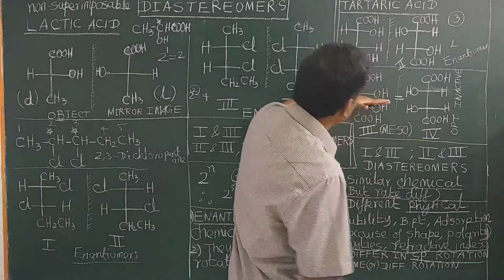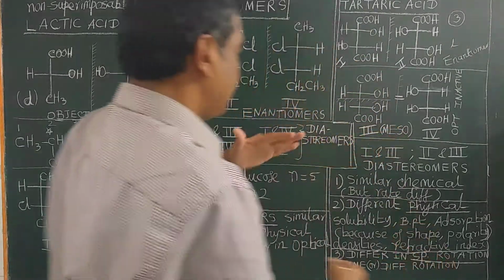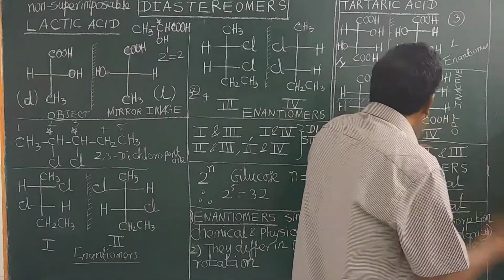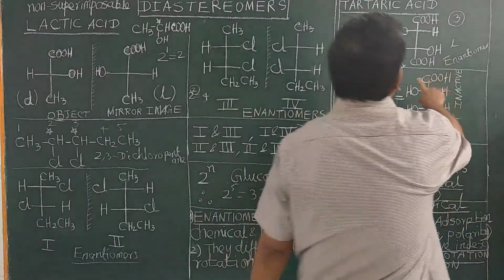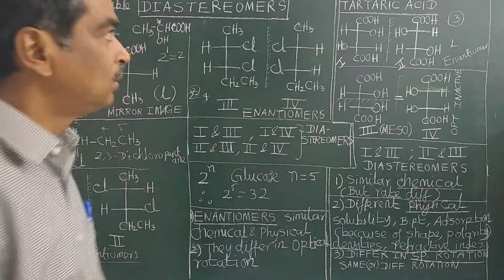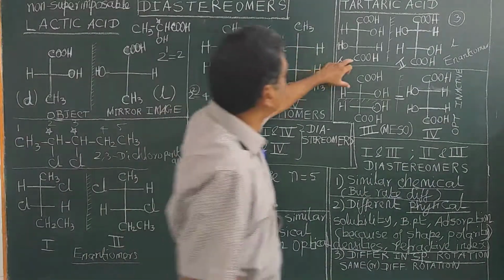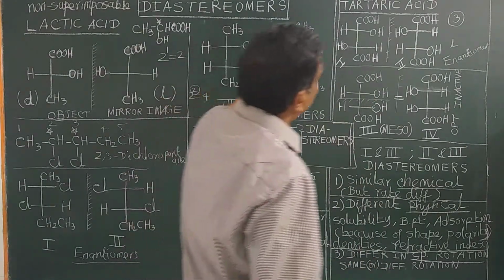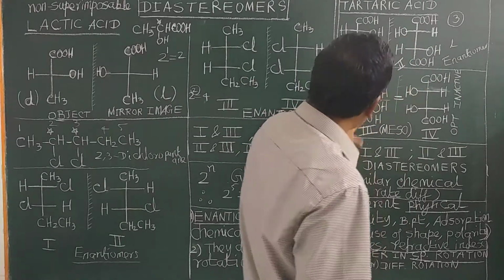If you have a plane here, the one half is equivalent to the other half. Therefore 3 and 4 are equal. There are 3 diastereomers. Remember, for tartaric acid, there are only 3 diastereomers. They may ask you why. Because here the 2 groups are similar, and here the 2 groups are different. Now, therefore, there are these 1 and 3.